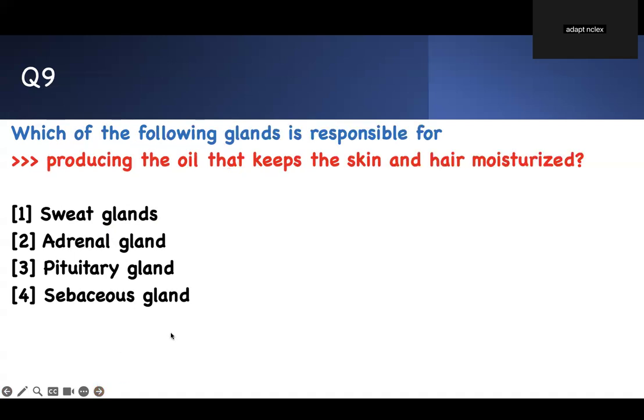Which of the following glands is responsible for producing oil that keeps the skin and hair moisturized? That means something that is coming from the skin, right? The sweat gland does not keep the skin moisturized. It basically releases heat that comes out, helps warm the skin, and as it evaporates, cools it down. Adrenal glands secrete hormones for fight or flight. The pituitary gland is the major master organ. Therefore, the sebaceous gland is the one that secretes oil, not sweat. It gives us oily secretion to moisturize the skin.